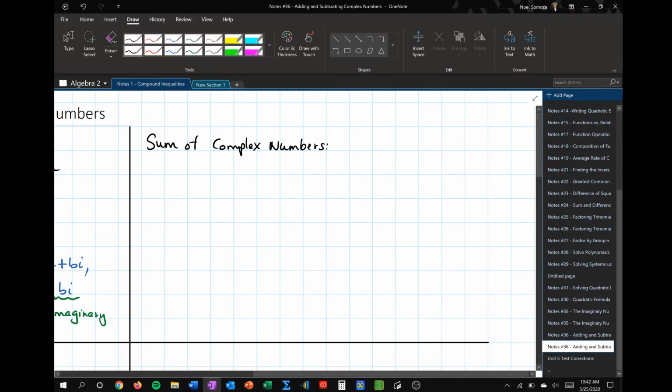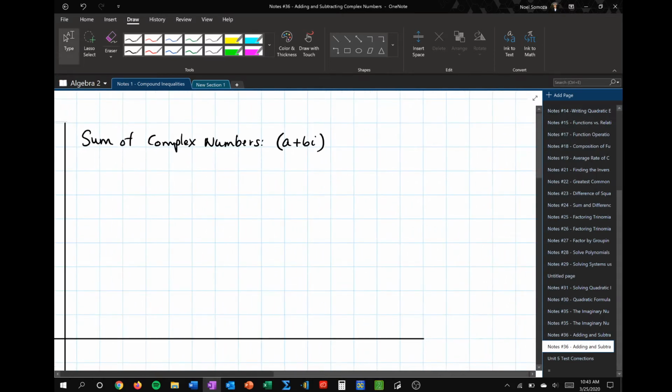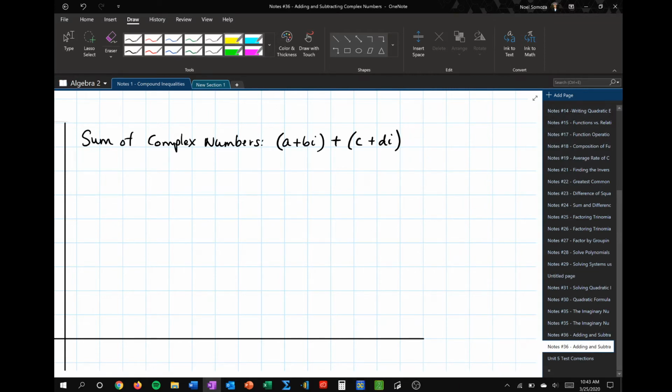Okay, so let's say you're given a plus bi, which we'll call complex number 1, plus another complex number, which we're going to call c plus di. Okay, how would you add these two numbers together? How would you add these two complex numbers together?